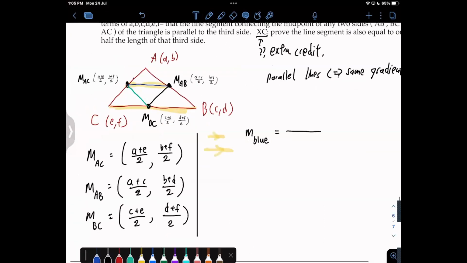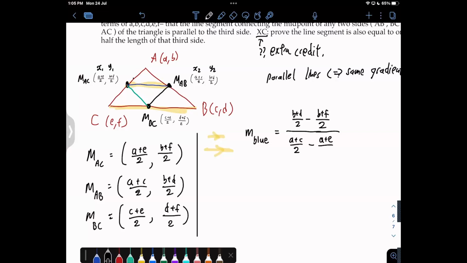So what minus what? Y minus Y, right? So we focus on this blue line. So it'll be (B plus D) over 2 minus (B plus F) over 2, right? Do you get it now? Yeah. If you want, you can label X1, Y1, X2, Y2. Then it's Y2 minus Y1, followed by X2 minus X1. So (A plus C) over 2 minus (A plus E) over 2.